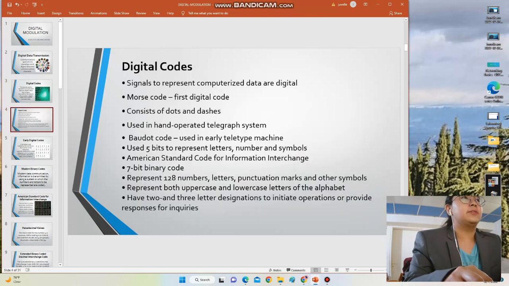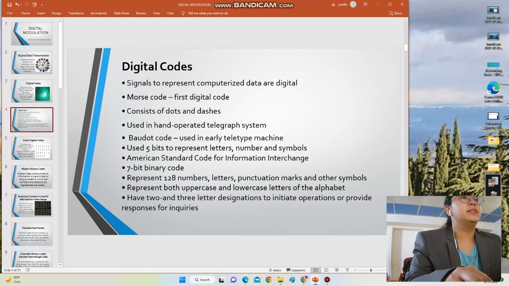Digital codes, signals to represent computerized data, are digital. Morse code is the first digital code. It consists of dots and dashes used in hand-operated telegraph systems. Baudot code was used in early teletype machines. It used 5 bits to represent letters, numbers, and symbols.